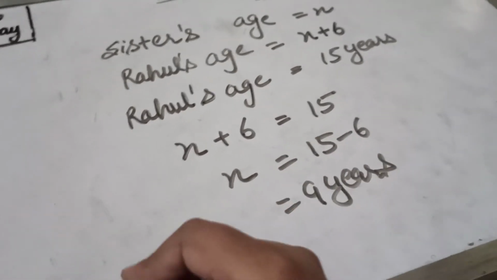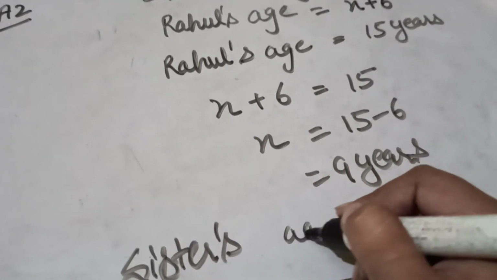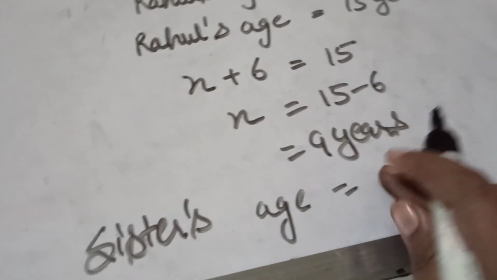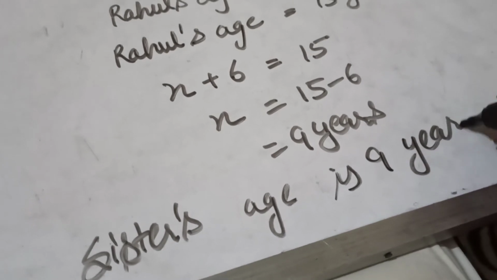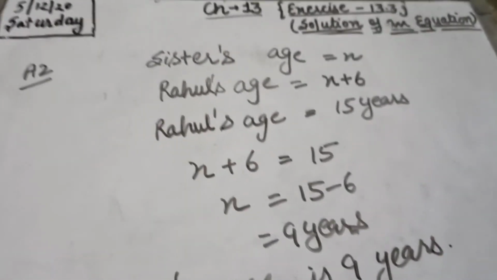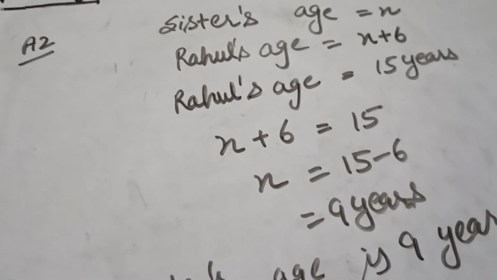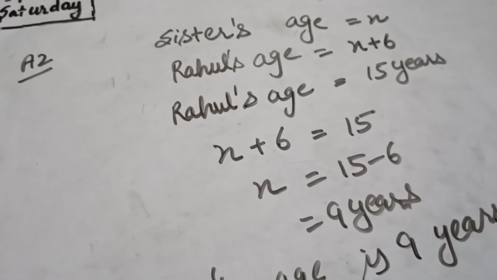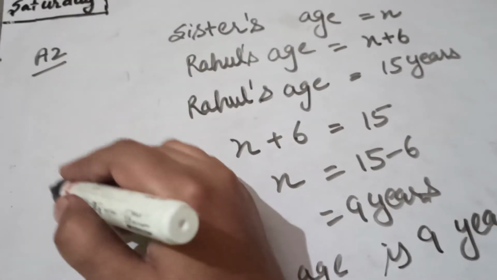It means the sister's age is 9 years. Clear? Very easy, very simple questions. Like A3, the sum of 2 angles of a triangle is 150 degree. Find the third one. So how will you write?